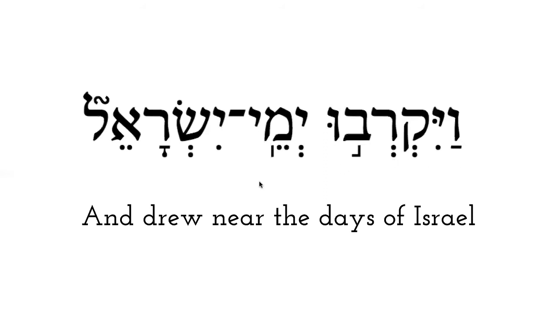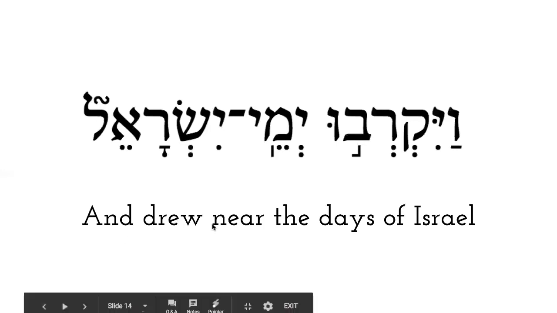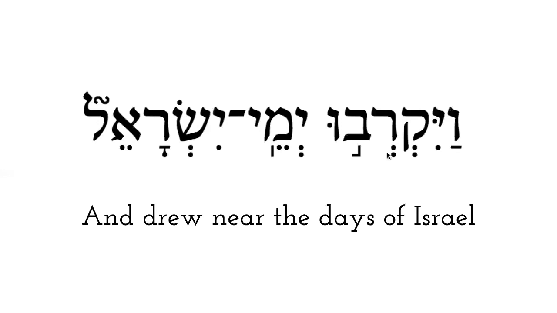Vayikrevu, which means and drew near. Okay. And this is yemei. Again, yom means day, yamim is days, yemei is days of. Yisrael, Israel. Okay, so the days of Israel drew near. So this Vayikrevu is actually plural form because it's the days that are drawing near. Okay, Vayikrevu.